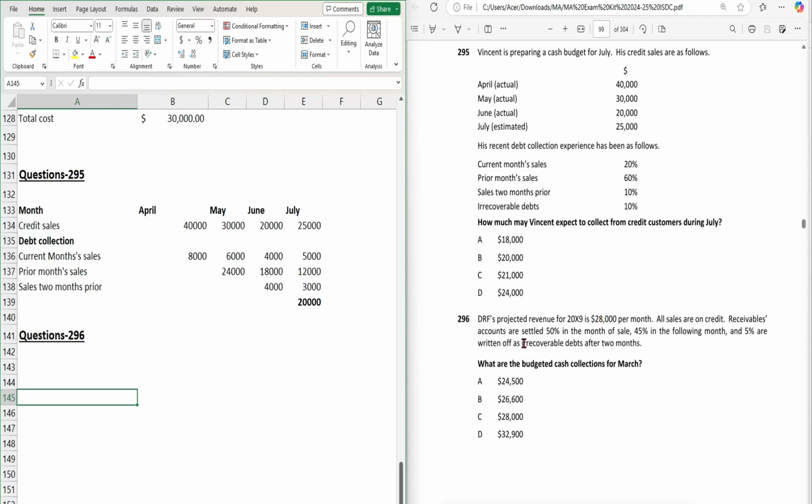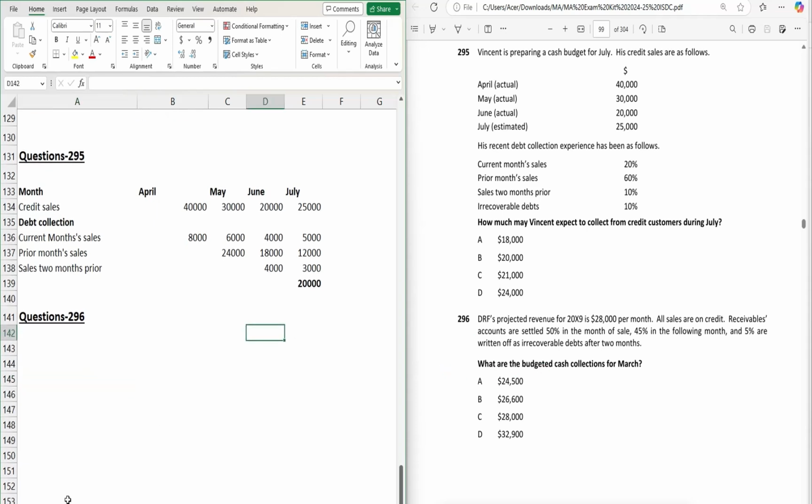on the credit, and receivables are settled 50% in the month of sales, means 50% of this amount will be received in the same month, and of the remaining 50%, 45% will be received in the following month, and the 5% will be written off as irrecoverable debt after 2 months. What is the budgeted cash collection for the March? So the question only asks for the March. Okay, so let's do this calculation, but I will add February, April as well to make clarity over your concept.